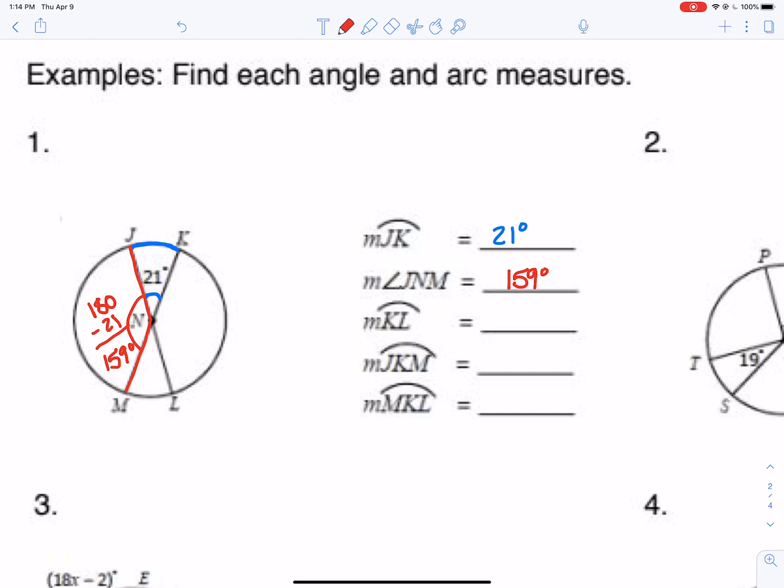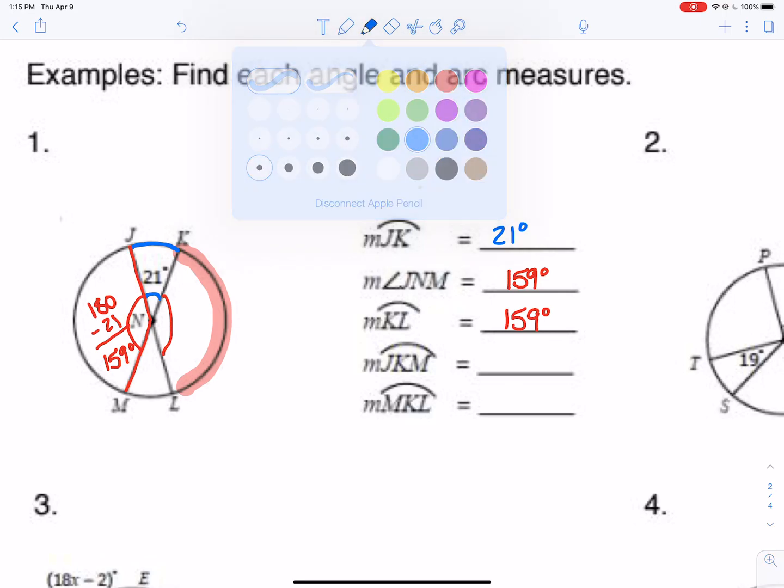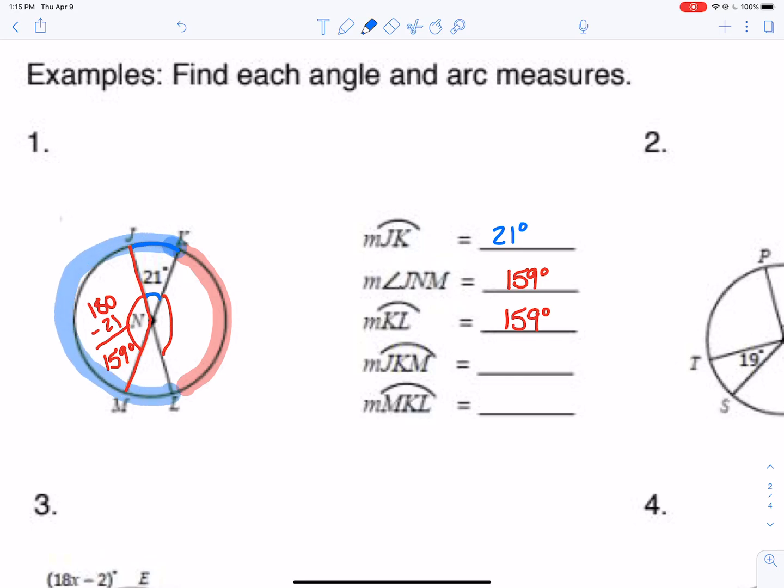Then they want the measure of arc KL. So highlighting the arc KL, that is connected to this angle, which is a vertical angle. So angle KNL is vertical to angle JNM. And so therefore, they would be congruent. So it's also 159 degrees. And by the way, you always want to go the shortest distance between the letters. So notice the measure of arc KL, I went in that direction that I drew, as opposed to going the longer way around.